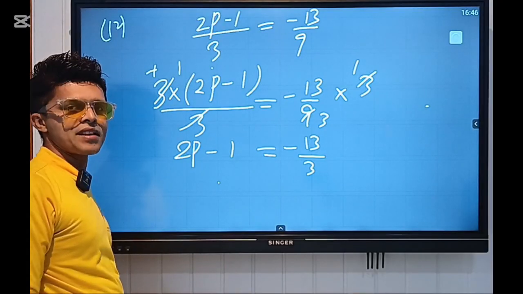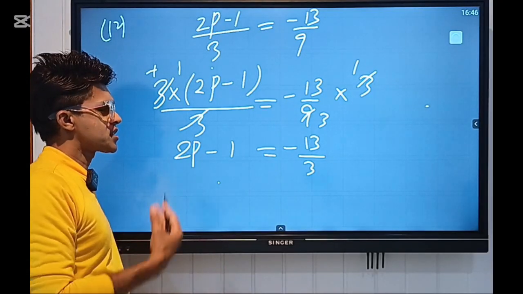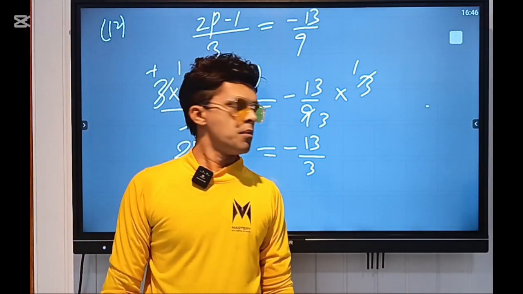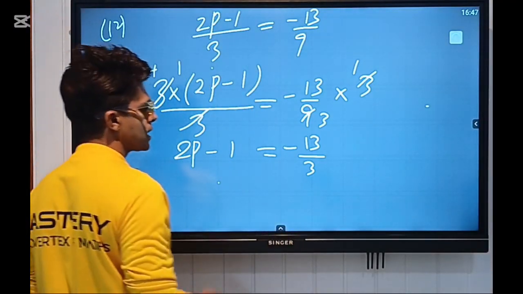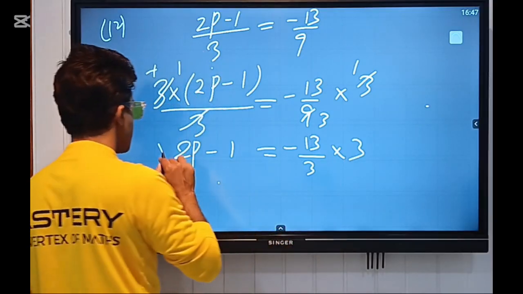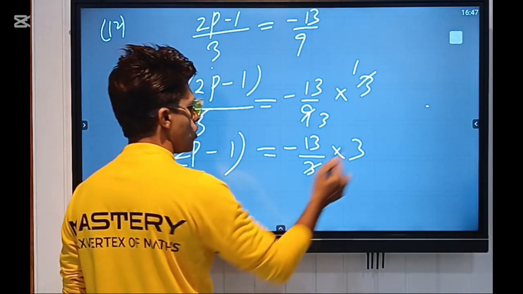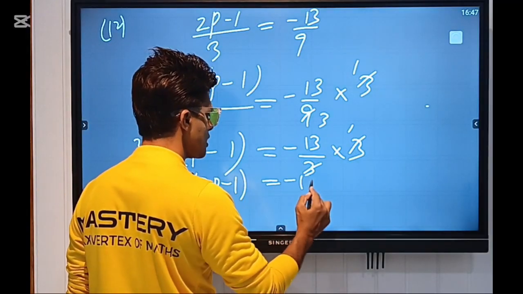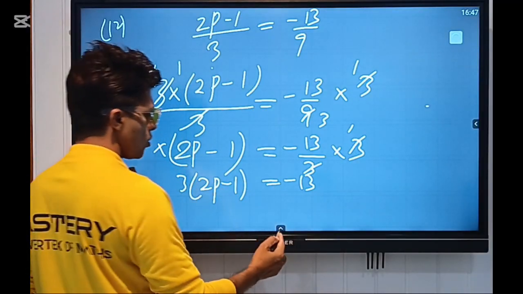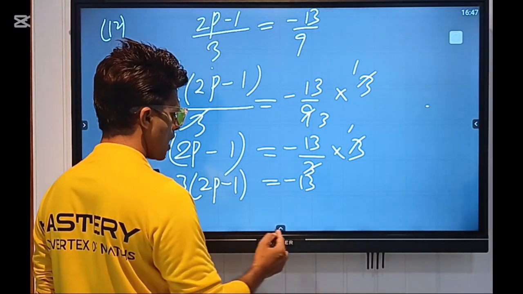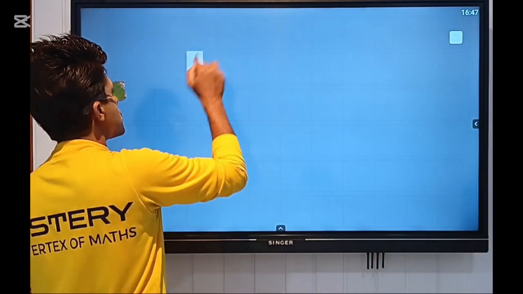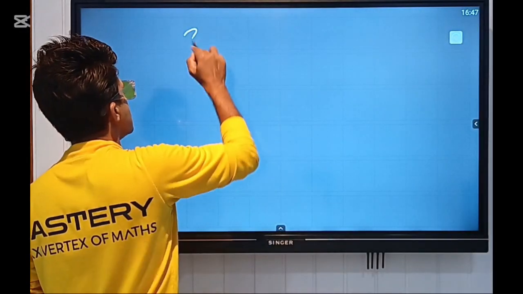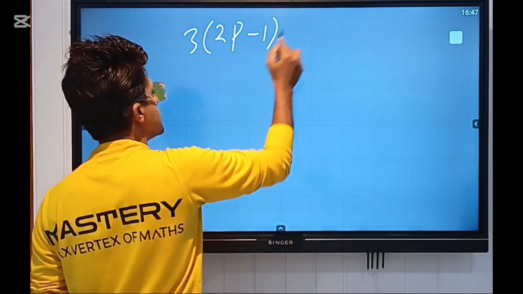Firstly, you have to multiply using 9. That method is not taught in this way, therefore I didn't use it. But anyway, getting this knowledge is enough. And multiplied by 3 this side as well. So 3 times 2p minus 1 equals minus 13.